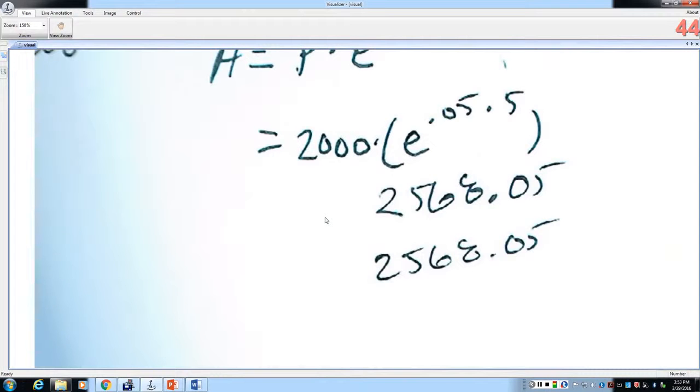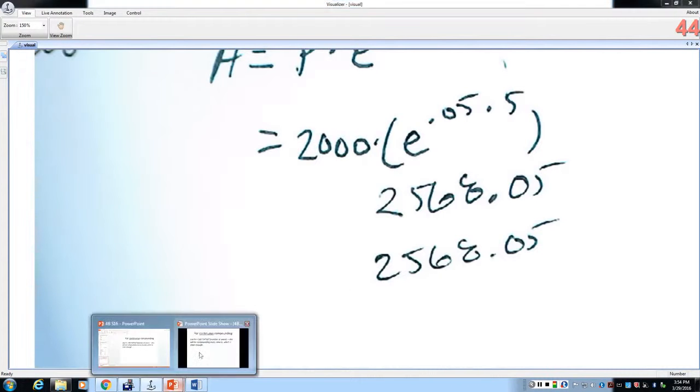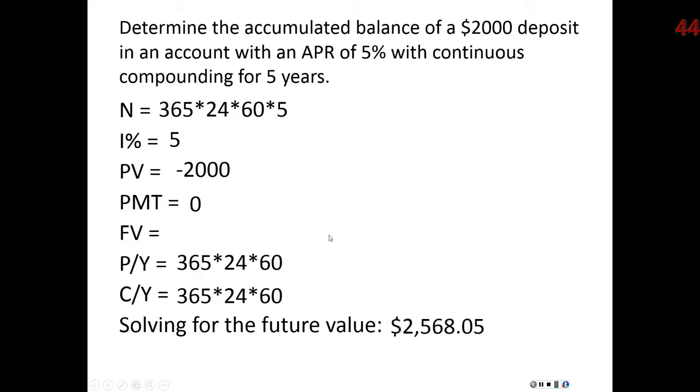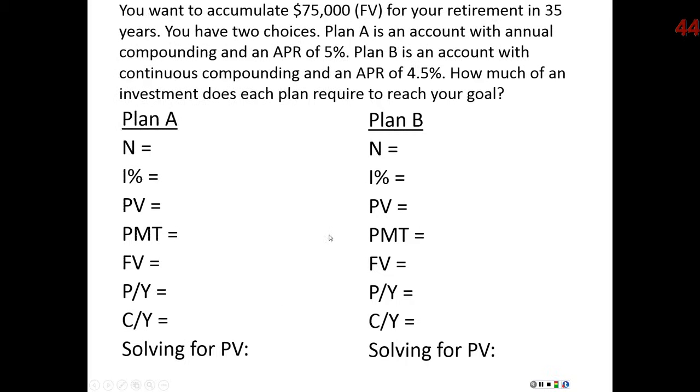So you can use a calculator or you can use a formula if you need to. Okay? They're both there. Now the other thing we have is the APY and the APR. Okay, so let's look at that again. But before we do that, let's look at this one right here.